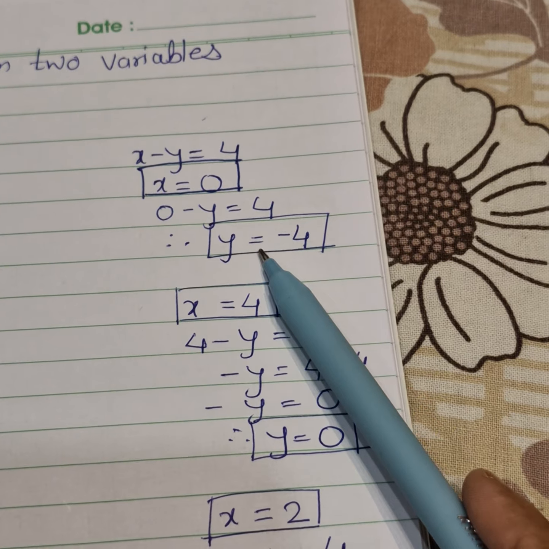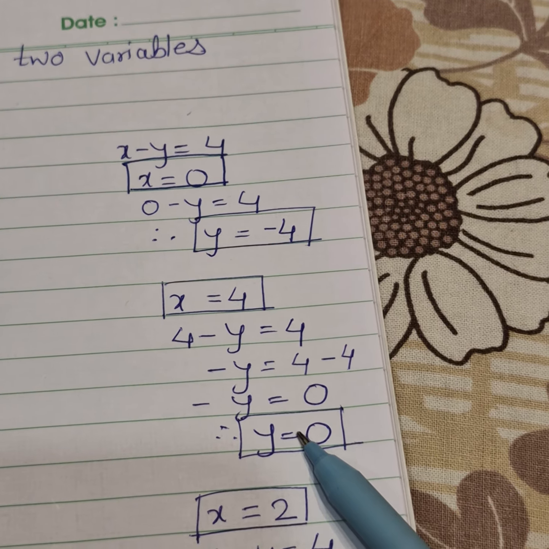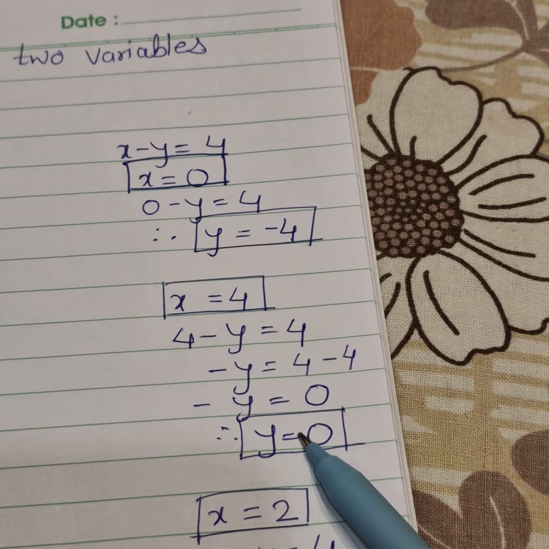Like this, as the minus sign went over here before, the minus sign will not go here. Got it? Because 0 will not have any sign.